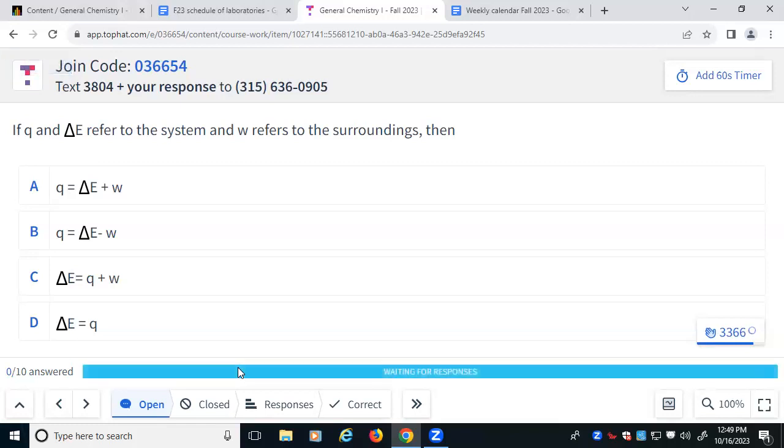All right, with our first law of thermodynamics, so delta E is equal to Q plus W. If Q and delta E refer to the system and W refers to the surroundings, which of these four statements is true?